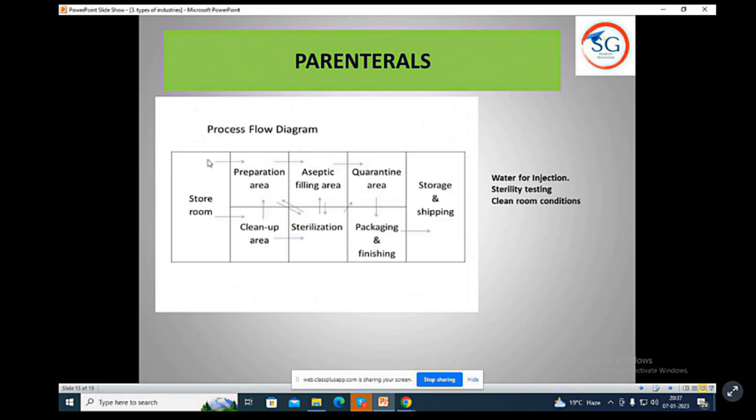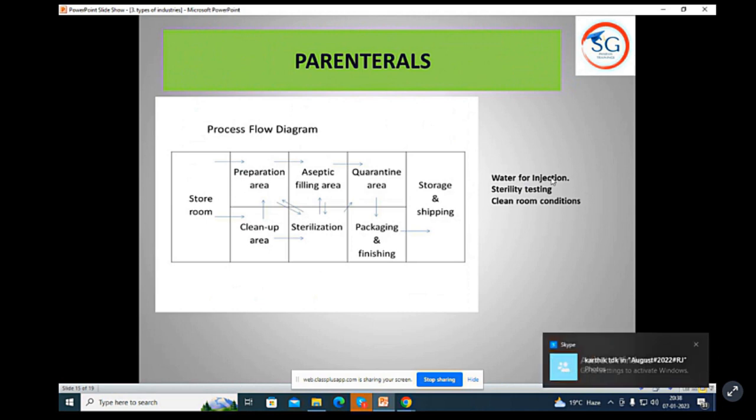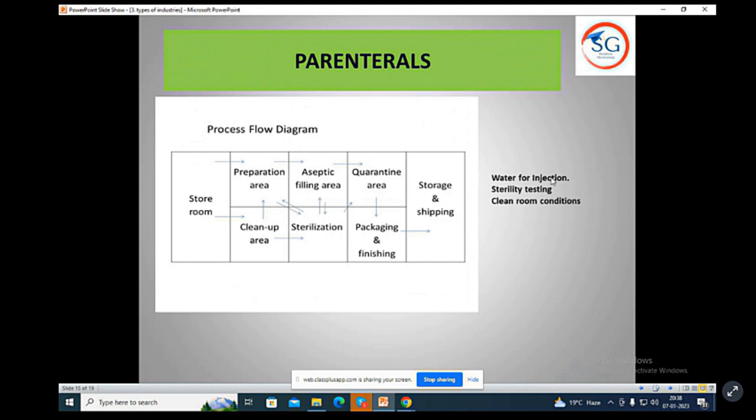The second main thing in parenterals is that all the water used in the manufacturing process should be sterile, called water for injection. The water should be tested in QC for sterility. There should be no microorganisms.